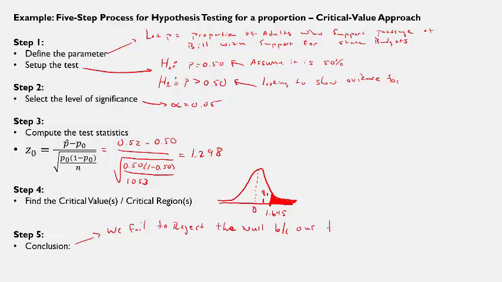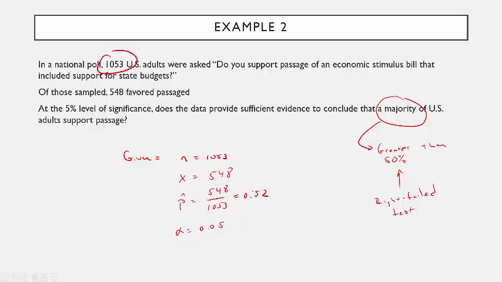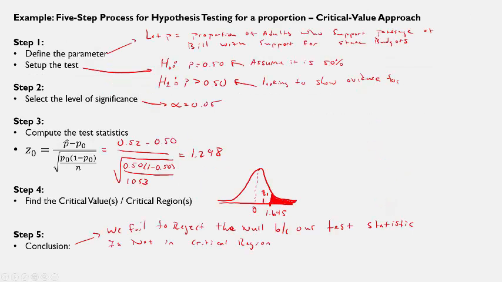Because our test statistic is not in the critical region. So even though the sample proportion came back at 0.52, that's just one snapshot in time. It's like one poll. So it just doesn't provide enough evidence to say for sure a majority support the passage. So evidence does not suggest a majority does support the passage of the bill.